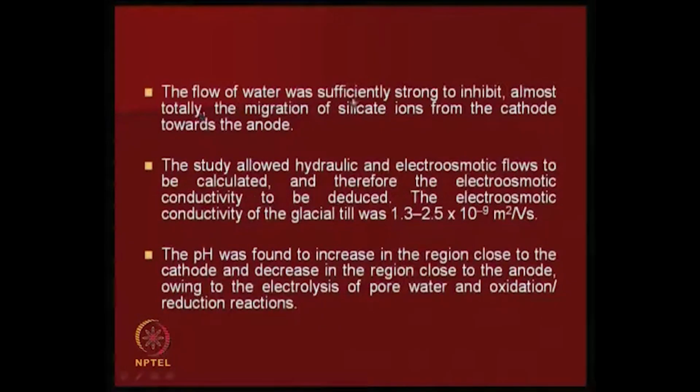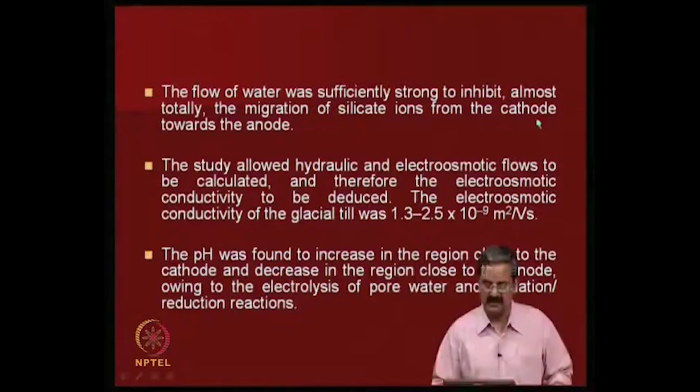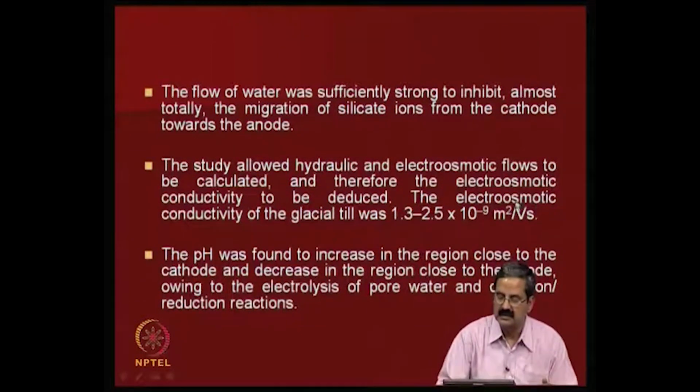The flow of water was sufficiently strong to inhibit almost totally the migration of silicate ions from the cathode towards the anode, that is fine. The study allowed hydraulic and electro-osmotic flows to be calculated. In fact, they were able to work out what the hydraulic flow is, what the electro-osmotic flow is, and how much water there is.